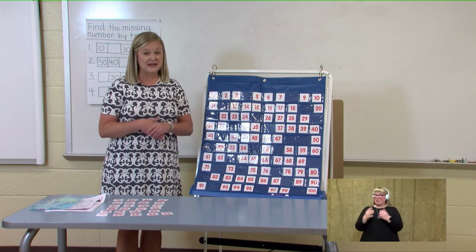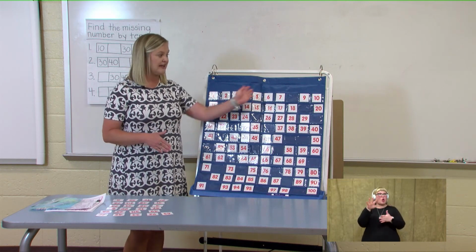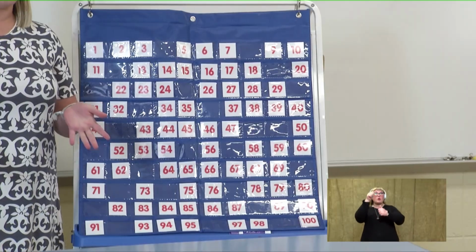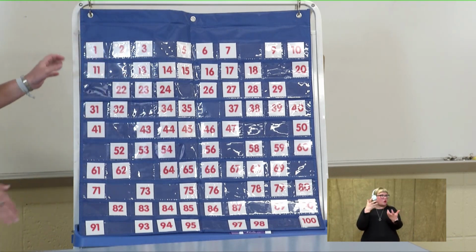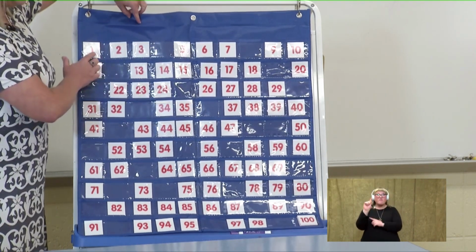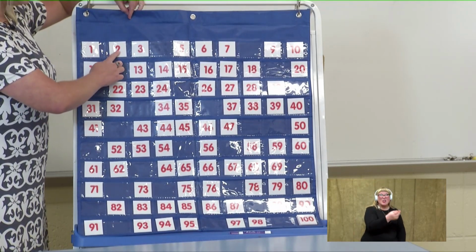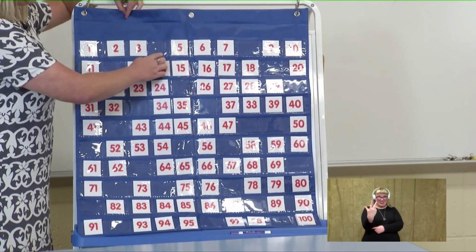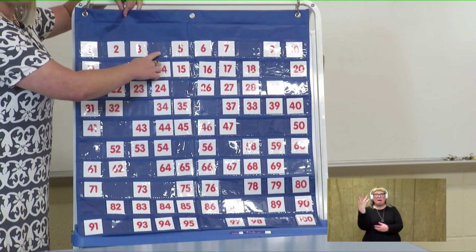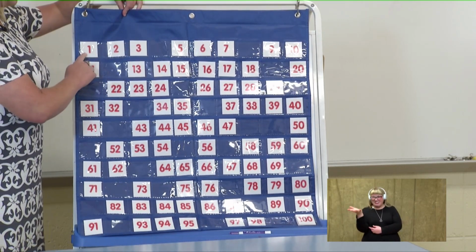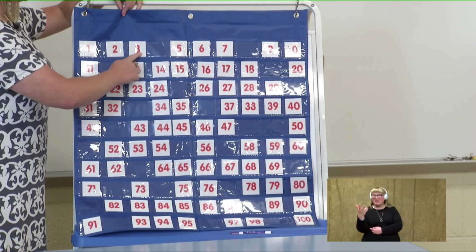All right, so let's take a look at our hundreds chart. We are going to count through each row and see if we can find where all of these numbers go. Can you help me? Let's get started. All right, let's count first, starting with 1, 2, 3, and we have a missing number. Can you tell me what number goes in that spot? Let's try counting that again.